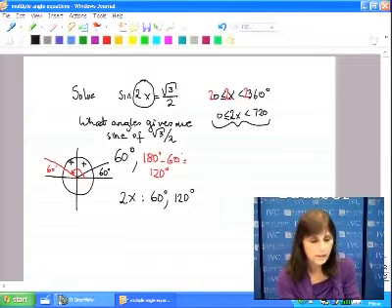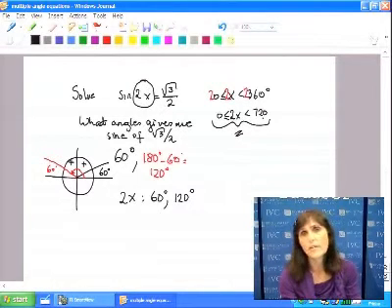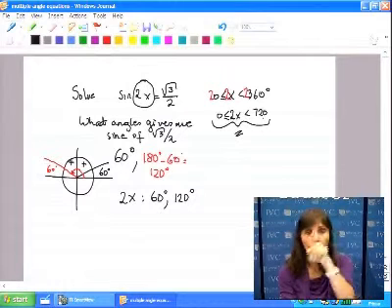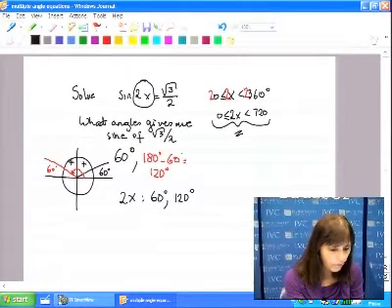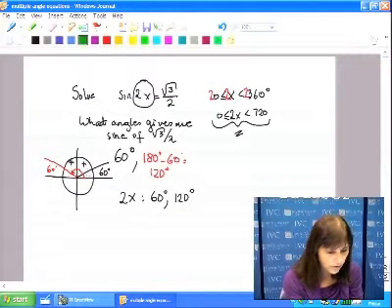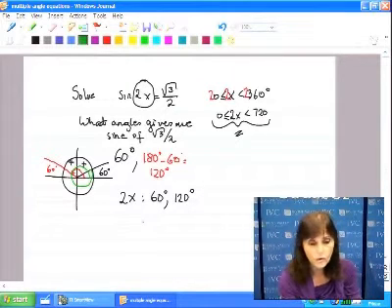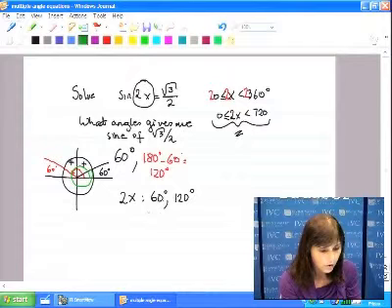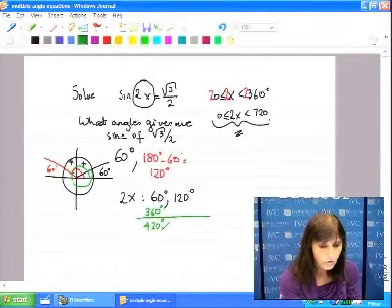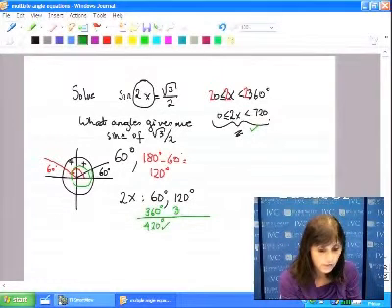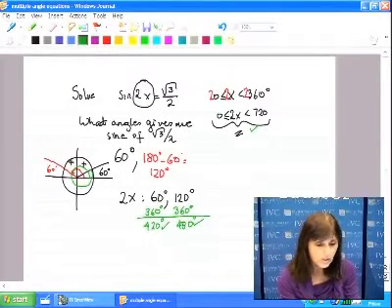Now, are these the only ones? I want my 2x to go from 0 to 720. So in other words, I can go around one more time. So let's go around one more time. That's the green. If I take 60 and add 360 to it, I'm going to get 420. Yeah, 420 is in that region. How about the other one? 120 plus 360 gives me 480. That's also in the region.